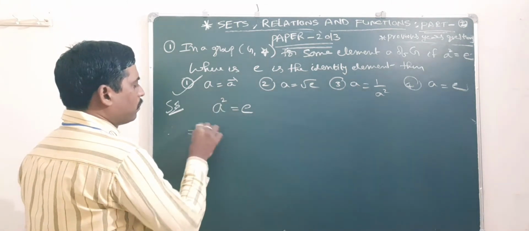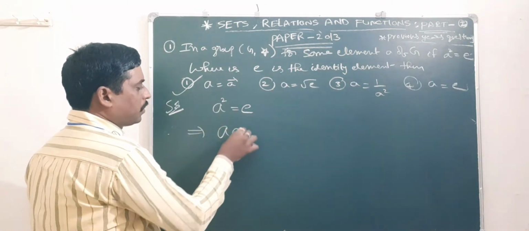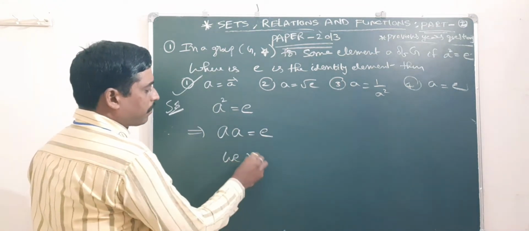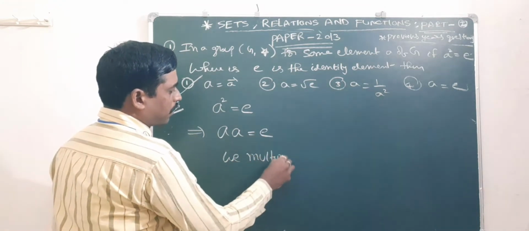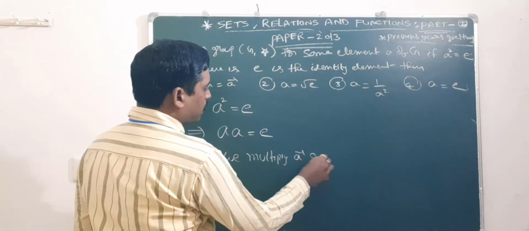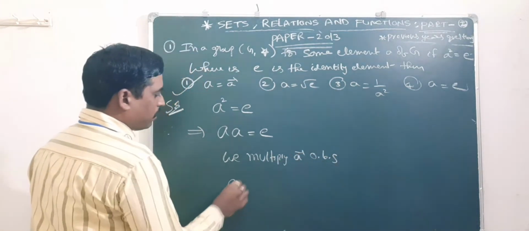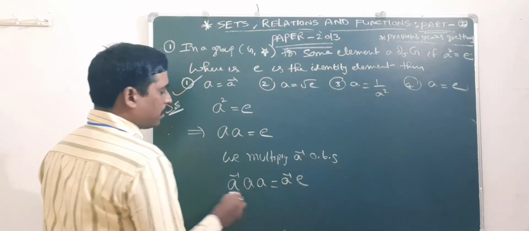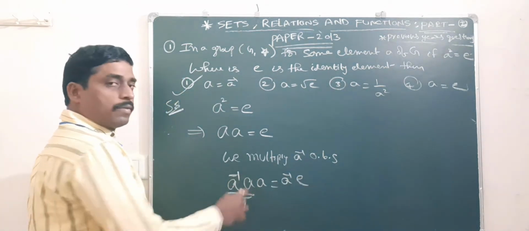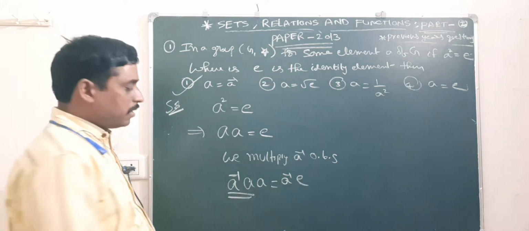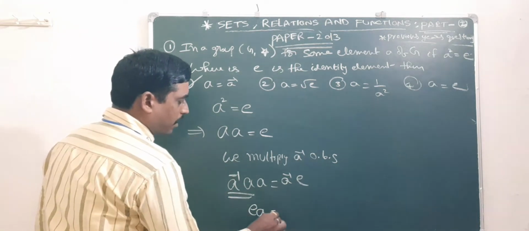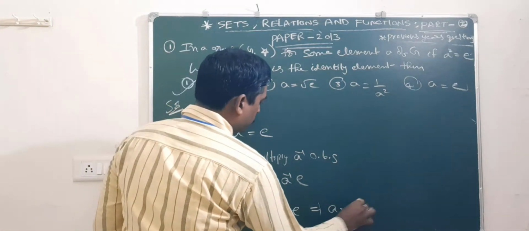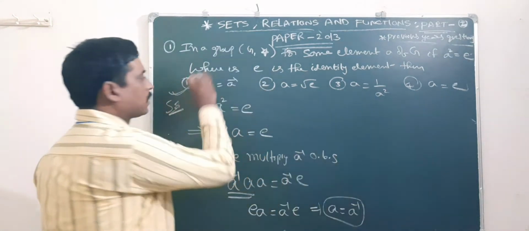So we can write A square as A into A is equal to E. So we multiply A inverse on both sides. So A inverse A is equal to A inverse into E. We know that A inverse into A is equal to E. So E is equal to A inverse into E. Therefore, A is equal to A inverse. So option 1 is correct.